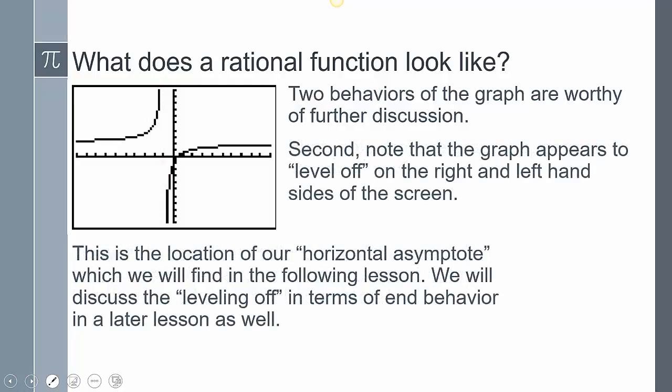Now the second is it appears that our graph is leveling off at this value and at this value here. Whenever it seems like our graphs are leveling off towards a value like that, it's a type of asymptote, and in this case we're going to call it a horizontal asymptote. We're going to find out in the following lesson how we find our horizontal asymptote. And even further past that, we're going to discuss the leveling off in terms of end behavior.